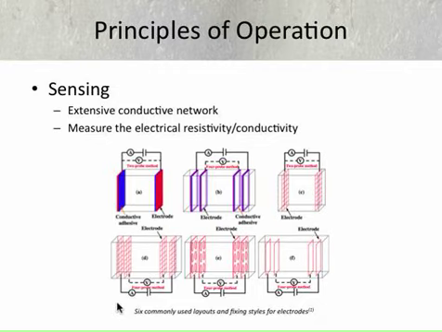The principles of operation for the sensing characteristics stem from the change of the conductive network inside the material. So by measuring the volume electrical resistance or conductivity, we're able to characterize its sensing behavior. It can be seen that there's a variety of electrode materials to consider, as well as how to affix these and the arrangement or layout for them.